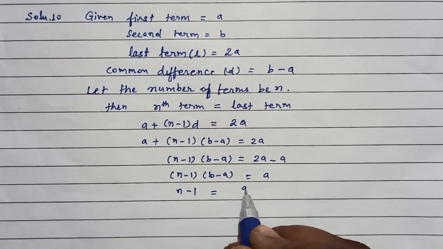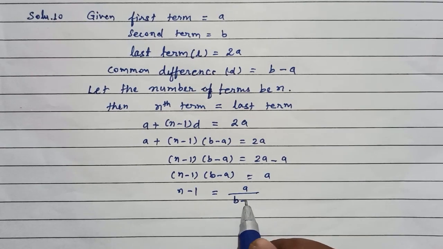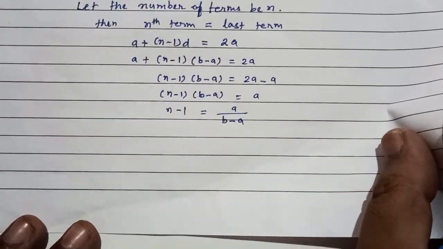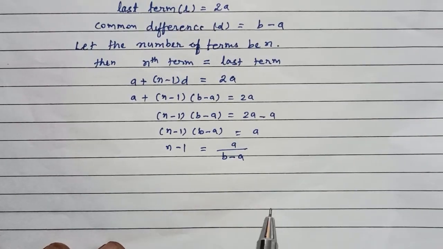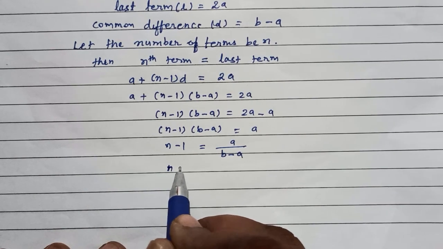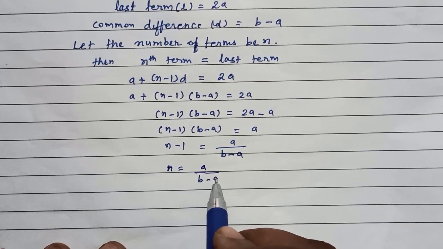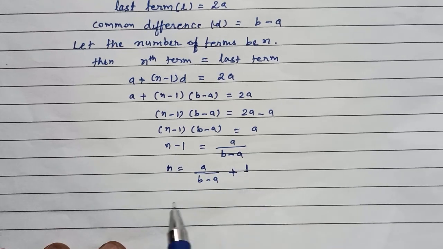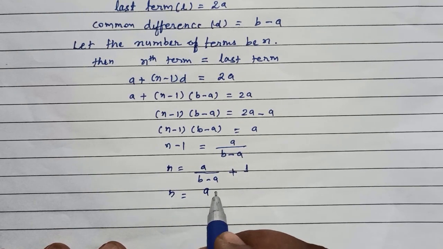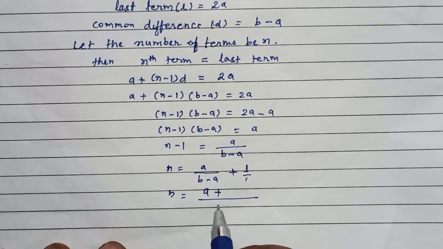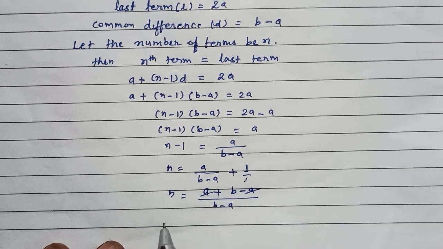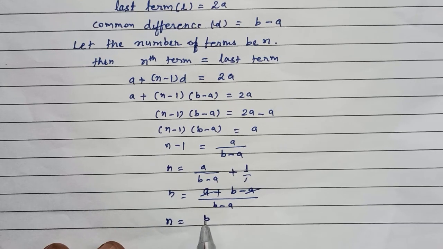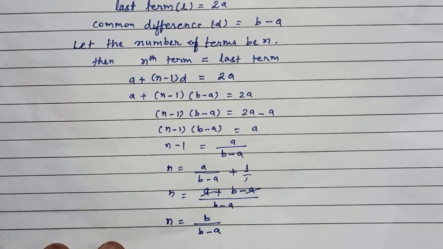n minus 1 equal to a upon b minus a, with b minus a transposed to the right side. n equal to a upon b minus a plus 1, transposed to the right side. n equal to a plus 1 into b minus a, upon b minus a. 1 into b minus a is b minus a. n equal to b upon b minus a.